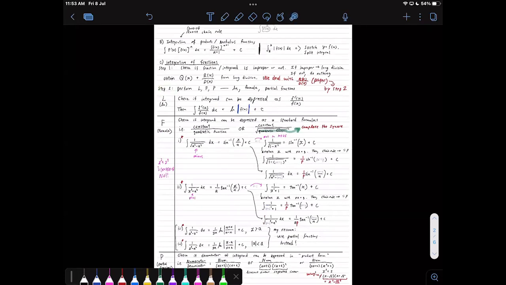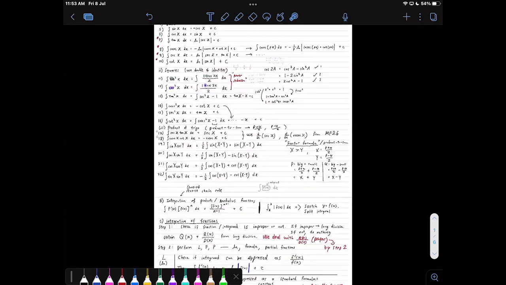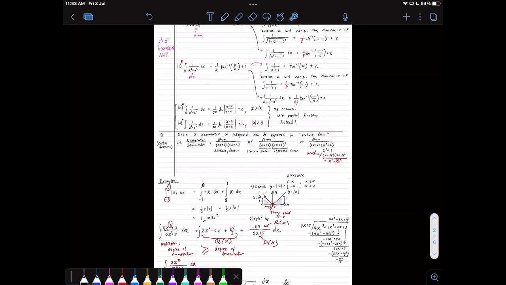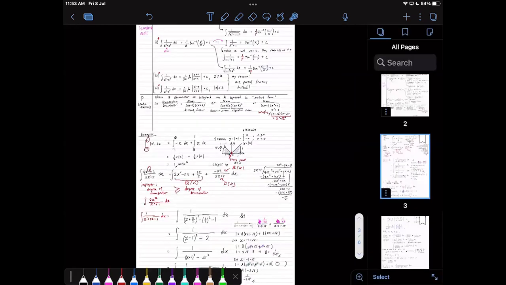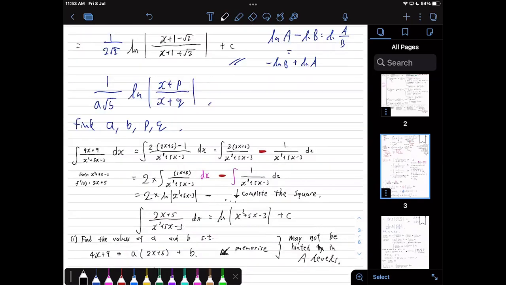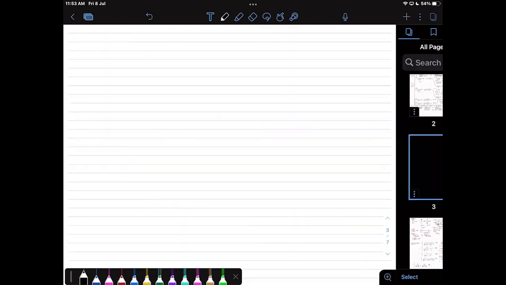Remember there was A, B, C, D, E? A is done. B is done. C is done. Integration of fractions. Still got D and E. Let's go. Let me add a new page. Hold on a second. I want to add a new page before the examples.